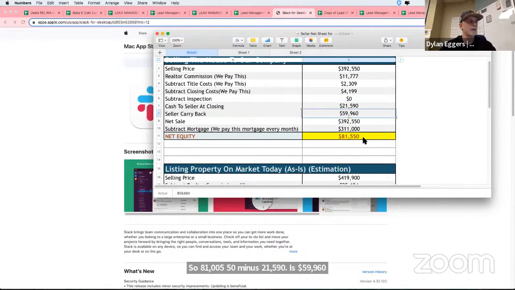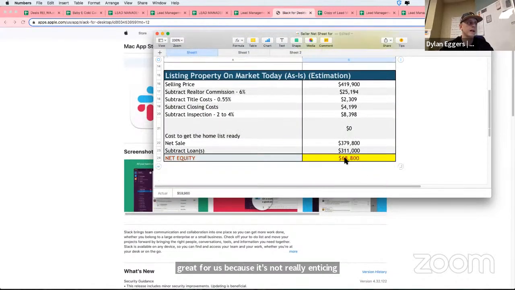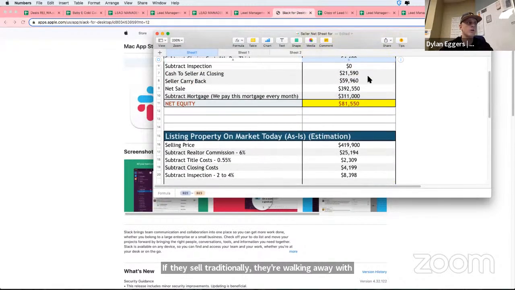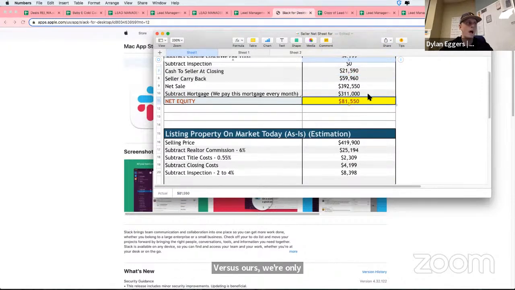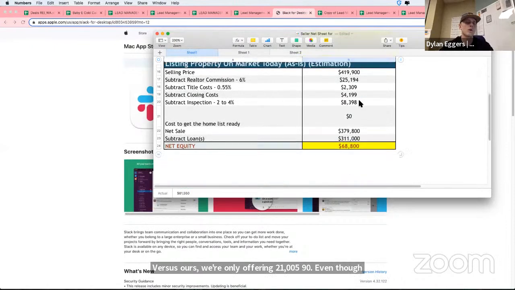Again, this is why higher equity is not great for us, because it's not really enticing to the seller, right? If they sell traditionally, they're walking away with cash in pocket, approximately $68,000, versus ours, we're only offering $21,590, even though this number is higher, right? But it's over a longer period of time. And most sellers are not going to want that.